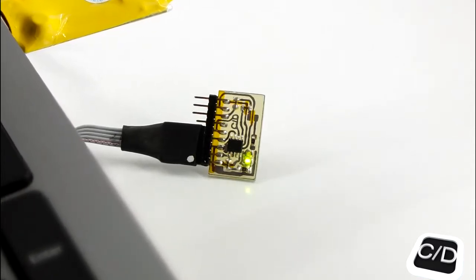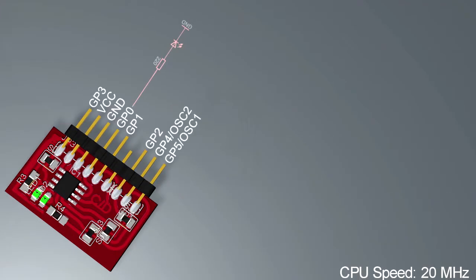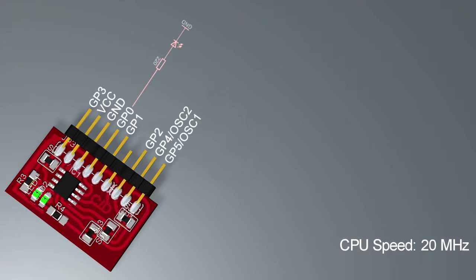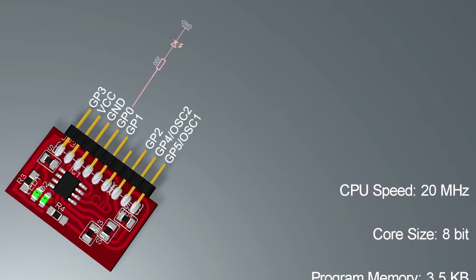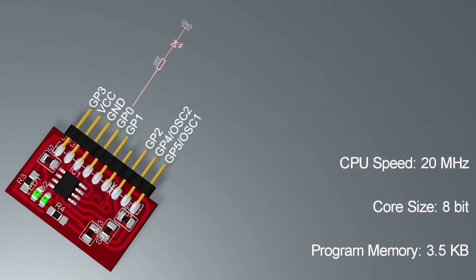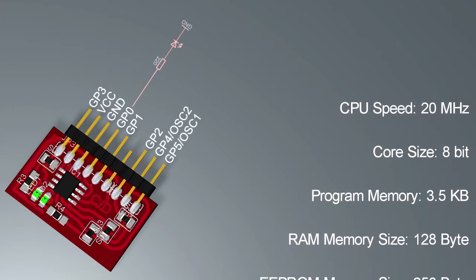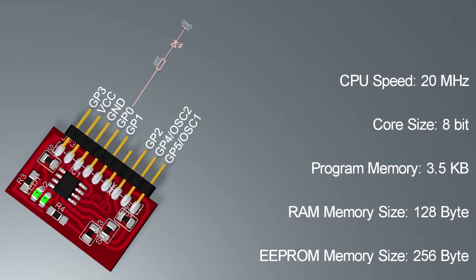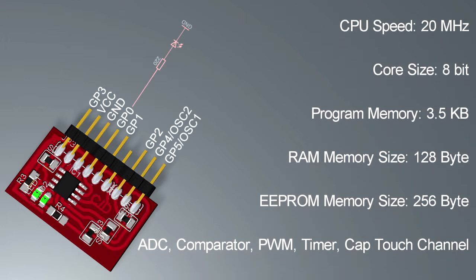a big MIPS architecture. For more information, the chip presents these features: CPU with 20 MHz clock speed, 8-bit core size, program memory with 3.5 kilobytes, RAM memory with 128 bytes, EEPROM memory with 256 bytes, and some other peripherals such as ADC, comparator, PWM, timer, and capacitive touch channel.